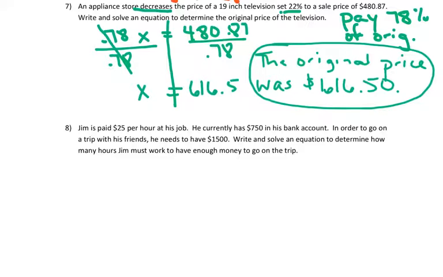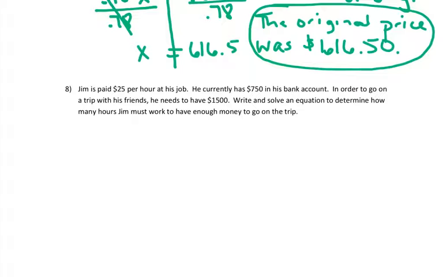All right, moving on to number 8. It says Jim is paid $25 per hour at his job, and he currently has $750 in his bank account. In order to go on a trip with his friends, he needs to have $1,500. Write and solve an equation to determine how many hours Jim must work to have enough money to go on the trip. So since he's paid $25 per hour, and we want to know how many hours Jim has to work, our variable is going to be h for hours.